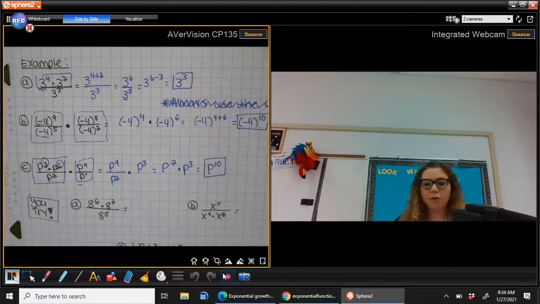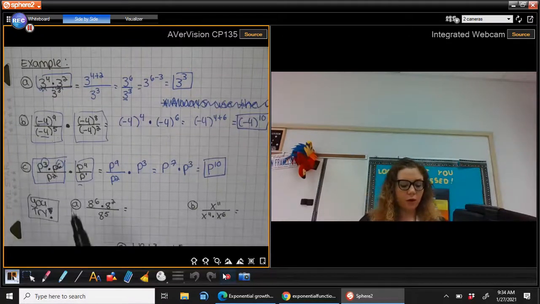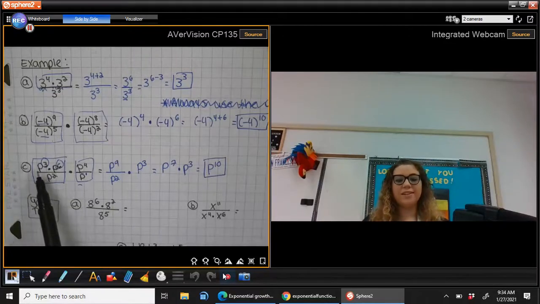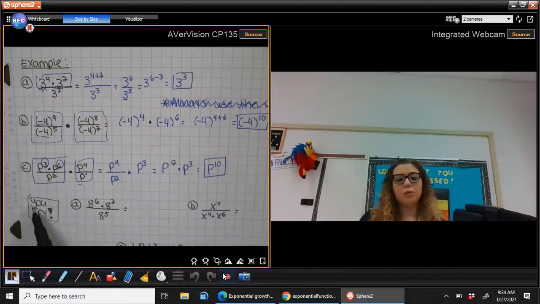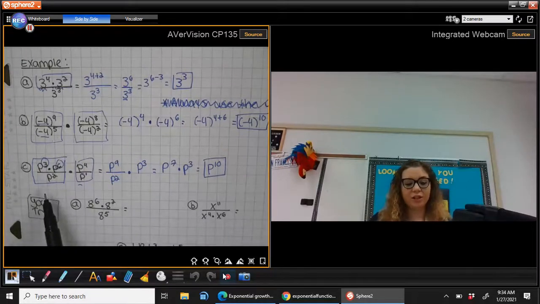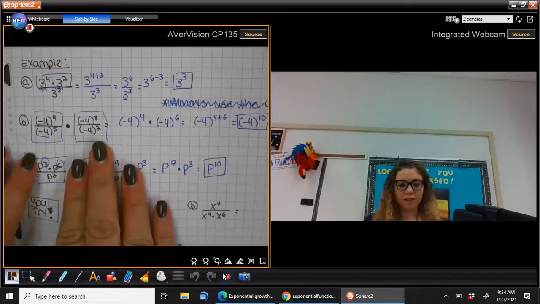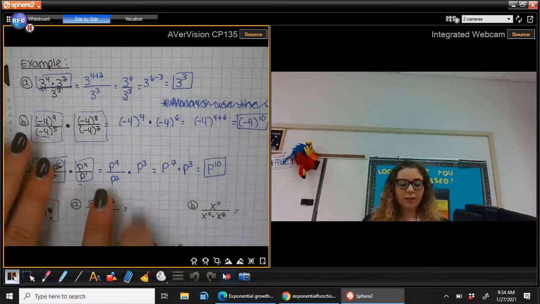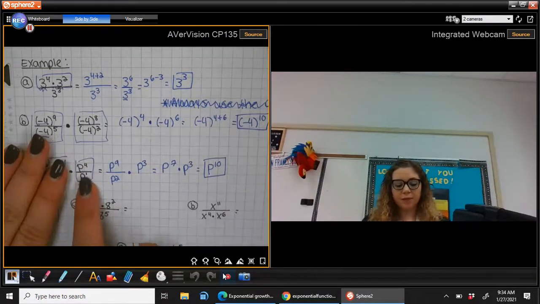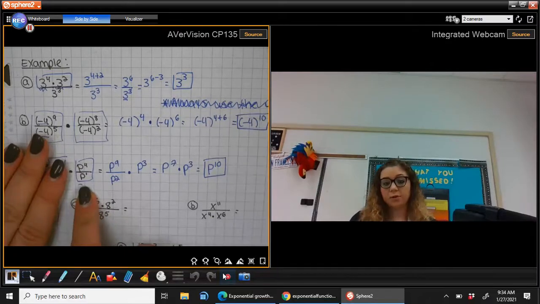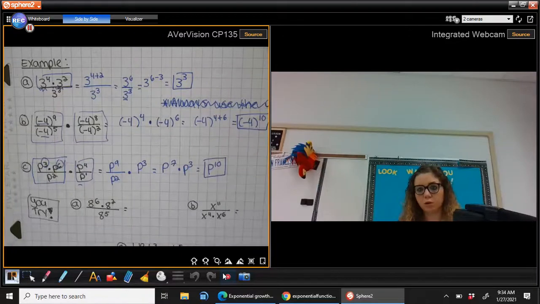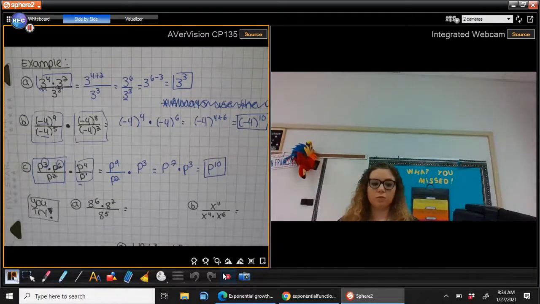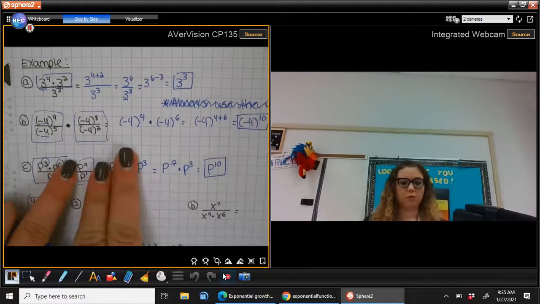But before you use the quotient rule, you always want to make sure that your top is simplified as much as possible and your bottom is simplified as much as possible. You want the quotient rule to be the last thing you do when you're simplifying fractions like this. Okay? We can go ahead and use the quotient rule up here because both the top and bottom are already simplified. So just remember to make the quotient rule the last thing you do when doing individual ones.